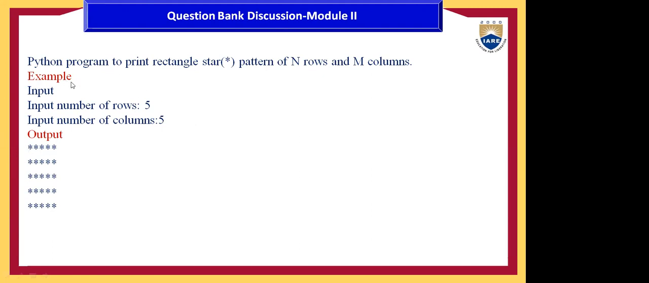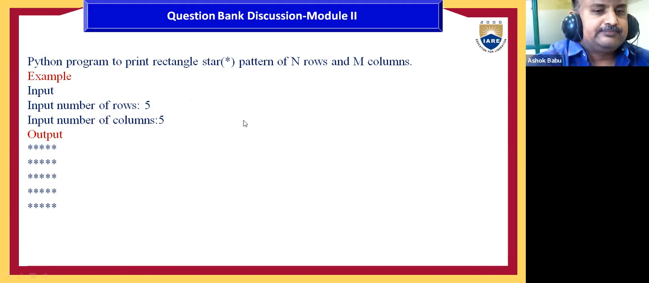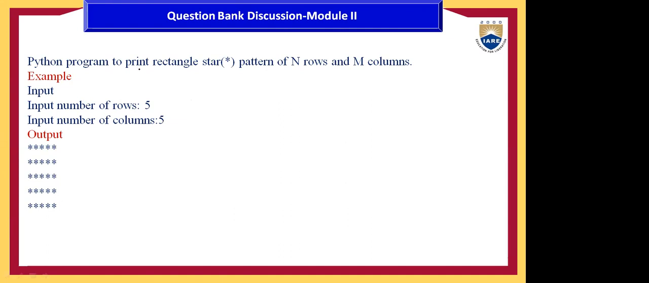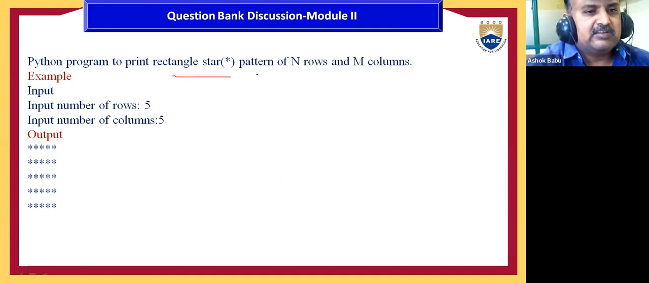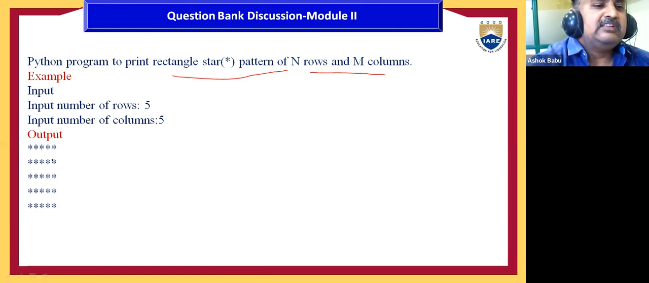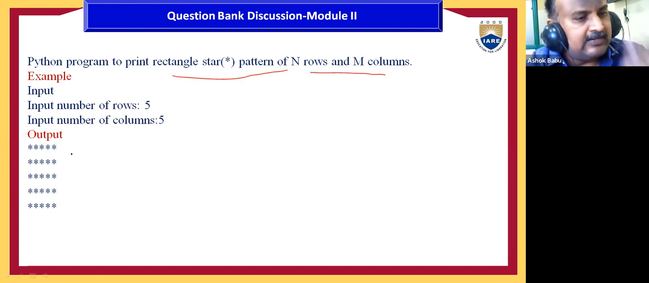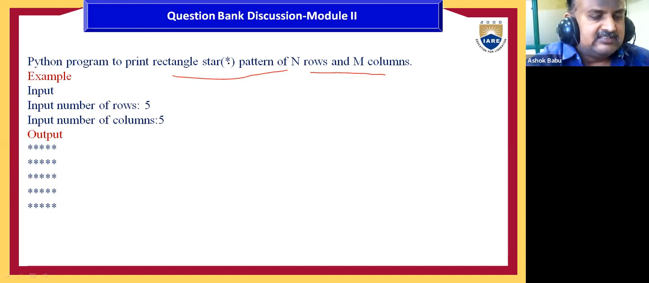Okay, sir. So next program is a Python program. Write a Python program to print a rectangular star pattern of n rows and n columns. So we need to print the rectangular pattern, which will consist of stars. Here it may consist of n rows and m columns.